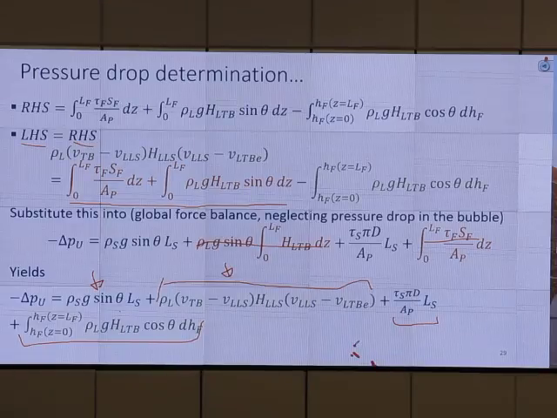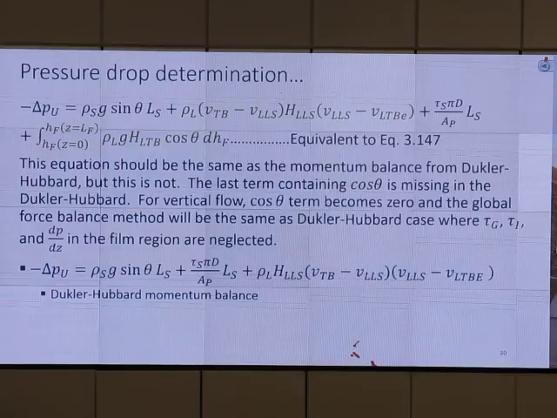Maybe I didn't tell you the right equation. It's not 3.79. So it's the same as double Hubbard if you put double Hubbard in angle, but it doesn't have the last term. The last term is equivalent to 3.174. 147, not 74. 147. Page 104.